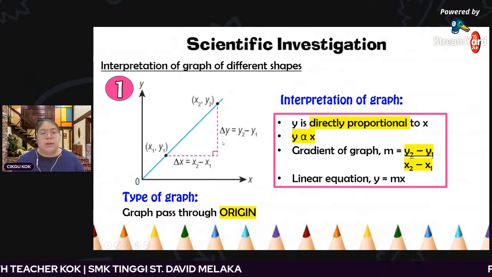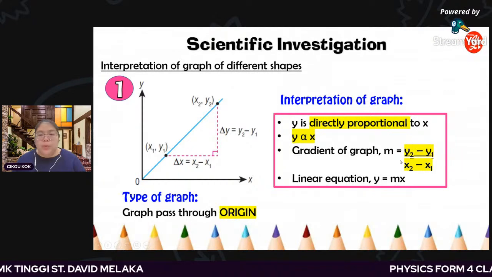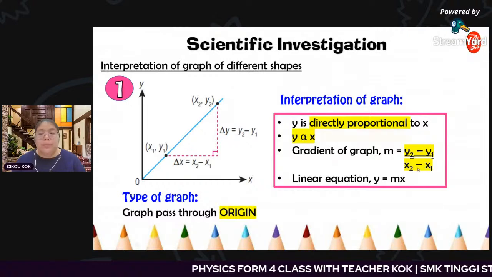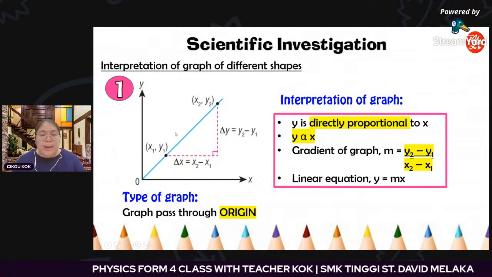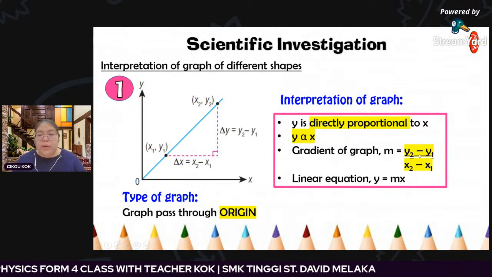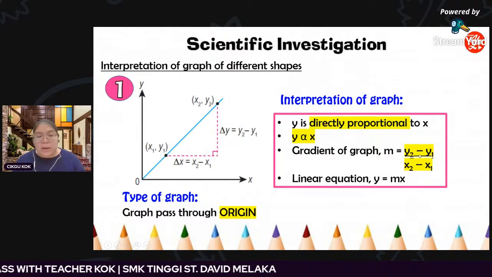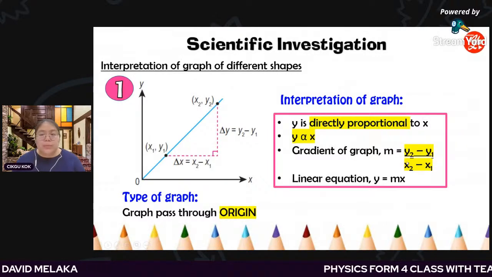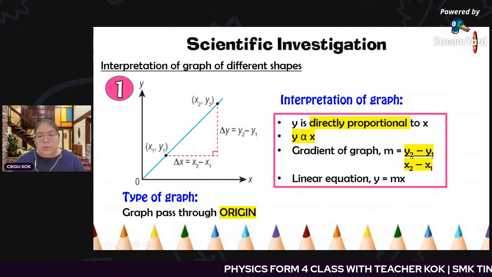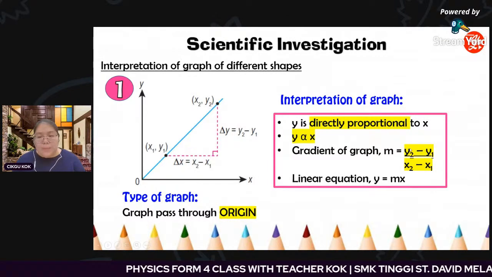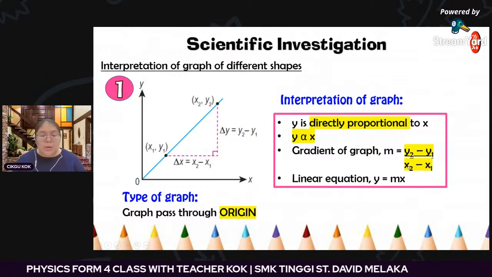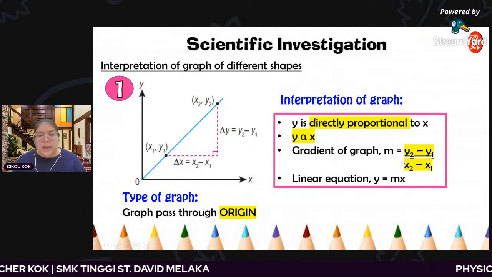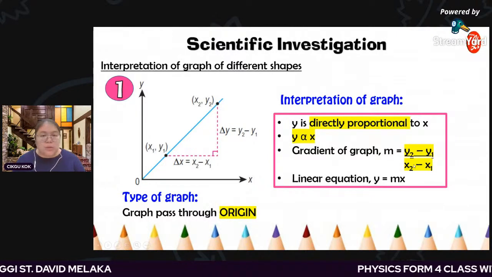When you do the calculation for gradient, remember we take the biggest minus the smallest, because we want to ignore the negative. So from here, y2 minus y1. Remember for gradient it is y minus y, not x first, it's y first. So y2 minus y1, then below should be x2 minus x1. Up is 2 first, down must also start with 2. You cannot say y2 minus y1, then suddenly x1 minus x2. That would be wrong.